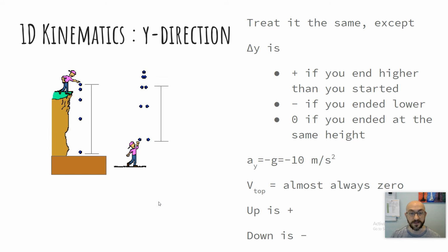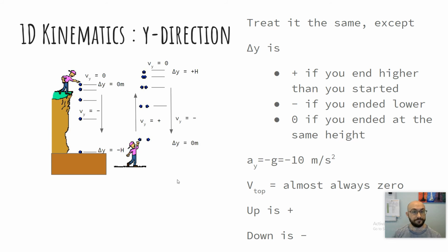Displacement is still positive, and displacement is 0 now because it is ending at the same spot it started. All right, so things we can label. As it is traveling down for the gentleman on the left, the instantaneous velocities are going to be negative. At the very beginning, my delta y is 0 because it hasn't gone anywhere yet. And at the end, my delta y is going to be negative height of the cliff.